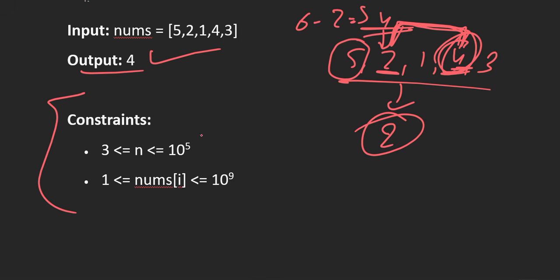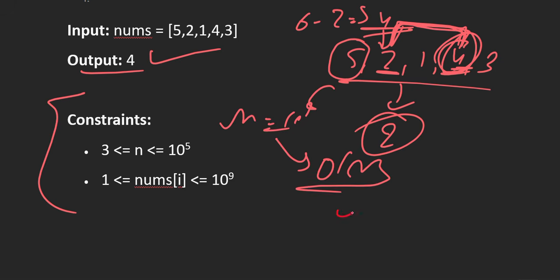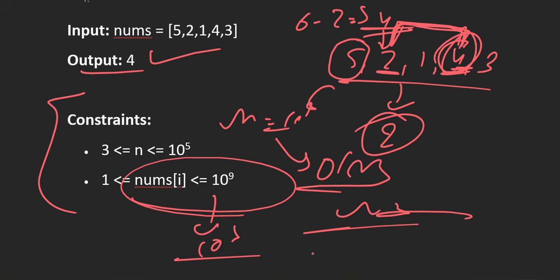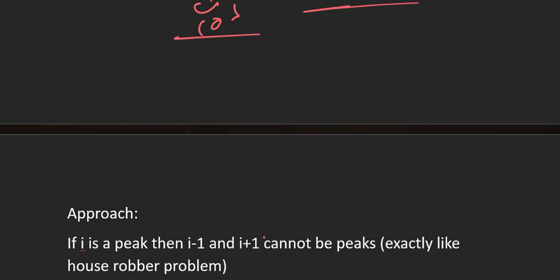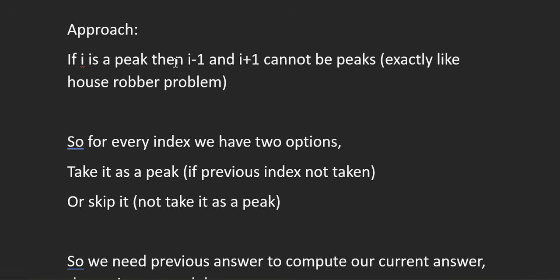If you see the constraints, n can be up to 10 to the power 5. So again, an O(n) solution or O(n log n) solution we have to think of, and each element can be up to 10 to the power 9. So let's see the approach.